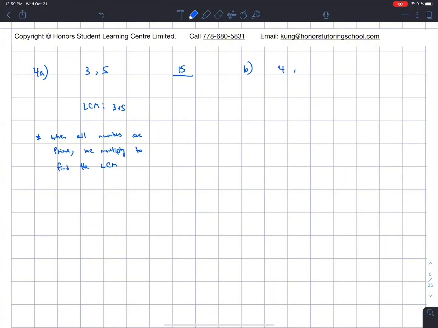B, 4 and 6. So this one is slightly different because they are not both prime. So what we are going to do is divide them vertically. I can divide both of them by 2. 4 divided by 2 is 2. 6 divided by 2 is 3. And now they are all prime. So this time we still multiply, but we also multiply the number on the left-hand side. So the lowest common multiple is 2 times 2 times 3, and we get 12.